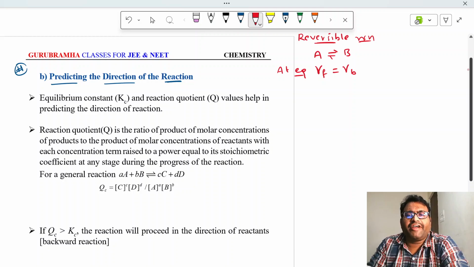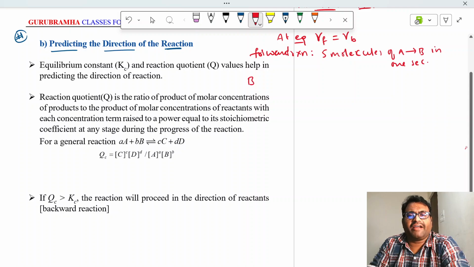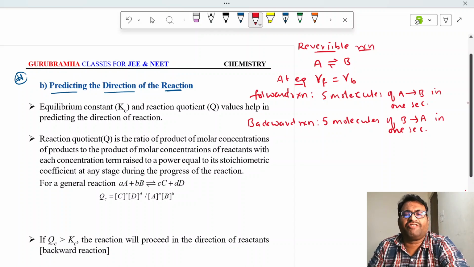For example, let us take the forward reaction: 5 molecules of A are converting into B in 1 second. Now the backward reaction: 5 molecules of B are converting into A in 1 second. This is just taken as an example. Now we can say that the rate of the forward reaction is equal to the rate of the backward reaction.